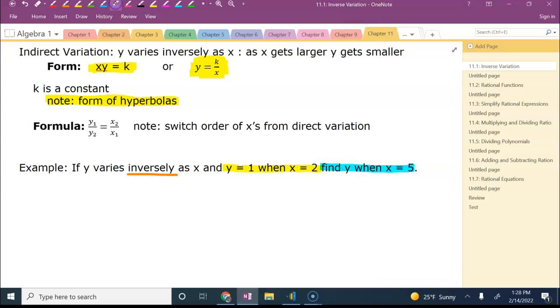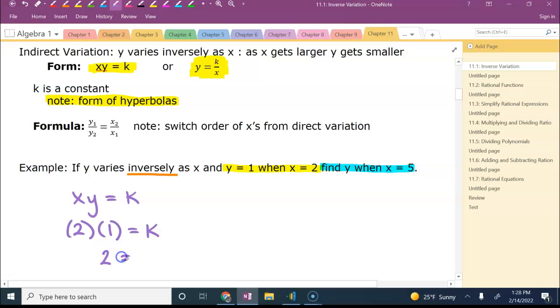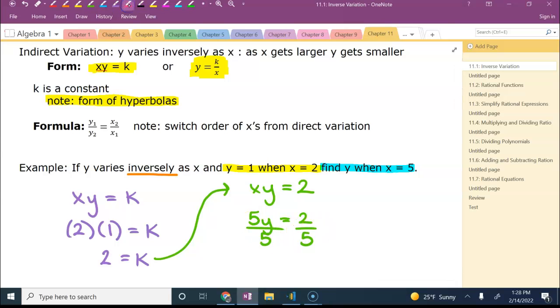So for example, if y is 1 and x is 2, and I'm using this equation here to help me find my constant, I would put a 2 in for x, a 1 in for y, and set that equal to k, so k would be 2. So there's your constant. Then to write your equation, we'd have x times y equals 2 now instead of k. And it wants us to find y when x equals 5. So we'd have 5y equals 2, and then we would divide by 5. And so we would get y equals 2/5.